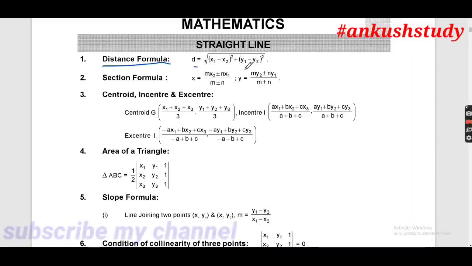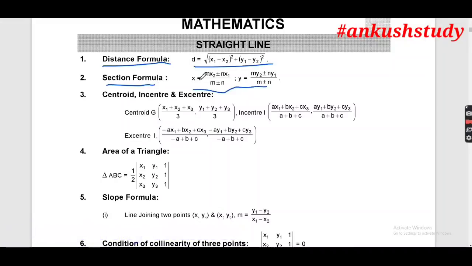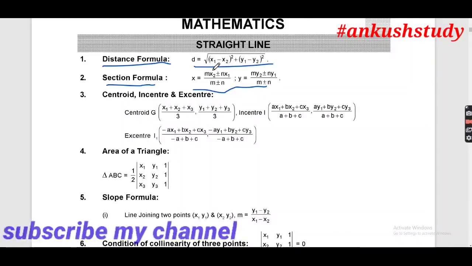Distance formula: d is equal to root of (x1 minus x2) the whole square plus (y1 minus y2) the whole square. Section formula: x is equal to (m x2 plus or minus n x1) upon (m plus or minus n), and y is equal to (m y2 plus or minus n y1) upon (m plus or minus n).